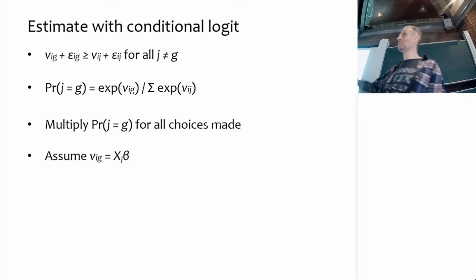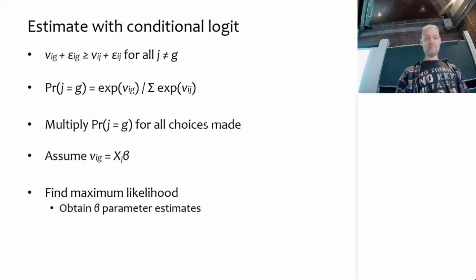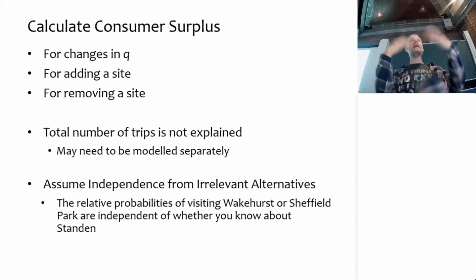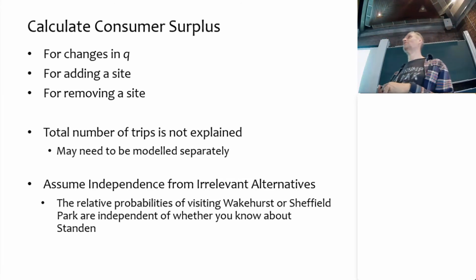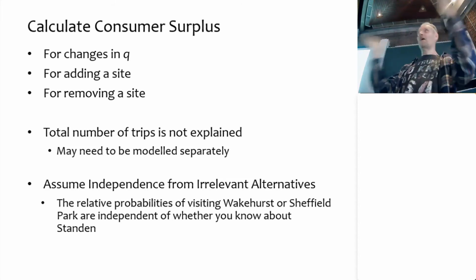Then of course we multiply the probabilities for all our observations, or rather we take the log and add them. We have assumed that V is a linear function of our observables X, and then we use maximum likelihood to find our betas, right? So that is what you do. And then you have visits as a function of all your observable characteristics: income, travel cost, quality of the site, are there drug users there, are there mums with prams there, all those things.